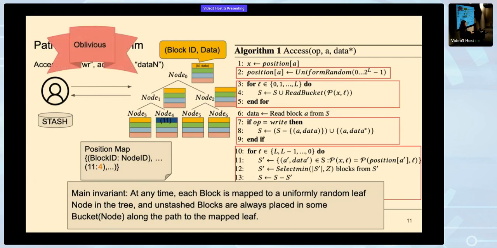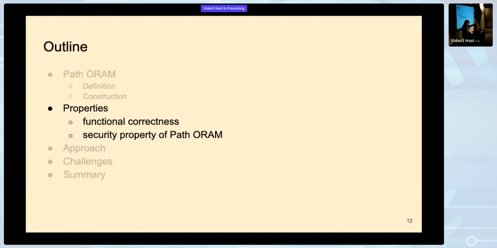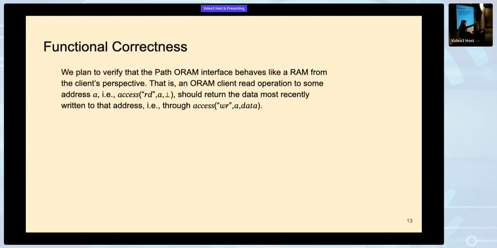So apparently this is oblivious because here at line 2, every time we do access, it'll be drawn from a uniform distribution. So that makes it statistically independent. Okay, moving on to the properties of it.